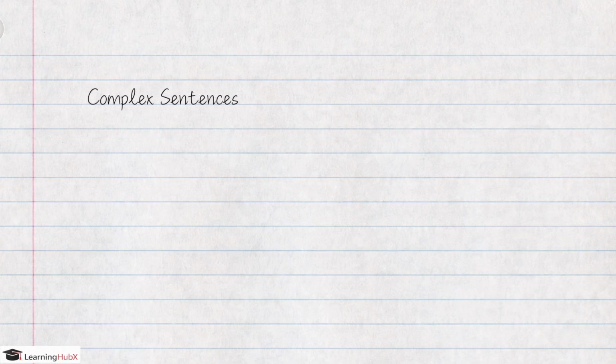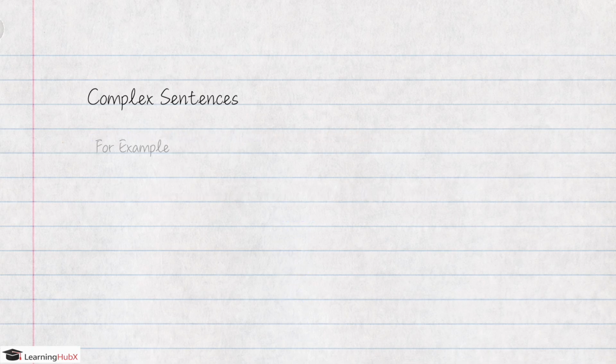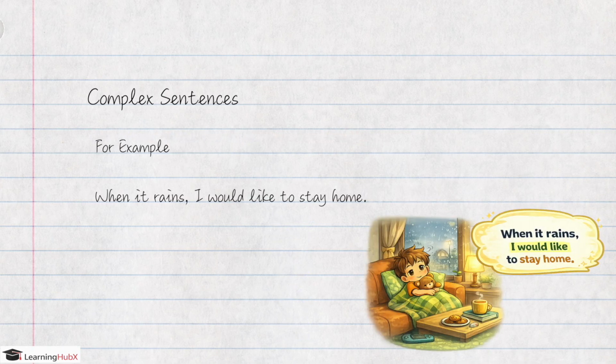A complex sentence has 1 independent clause and at least 1 dependent clause. A dependent clause cannot stand alone. It often begins with words like because, although, when, while, if, since. For example, when it rains, I like to stay home. When it rains is a dependent clause. It depends on the second part, I like to stay home, to make sense.